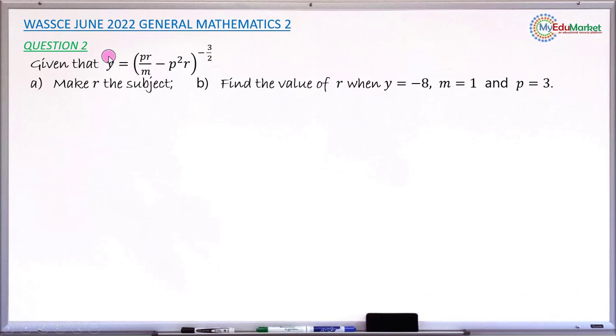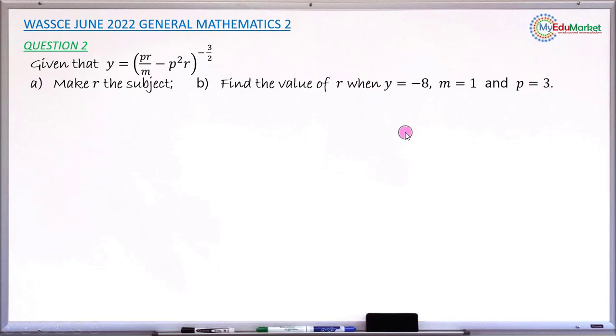This is WAEC June 2022 General Mathematics Paper 2, and we are answering question number 2A and 2B. The question reads: given the formula y equals open bracket, inside the bracket PR over M minus P squared R, close bracket, raised to the power of minus 3 over 2. Question A asks you to make R the subject of the formula. Question B asks you to find the value of R when y is minus 8, M is 1, and P equals 3.